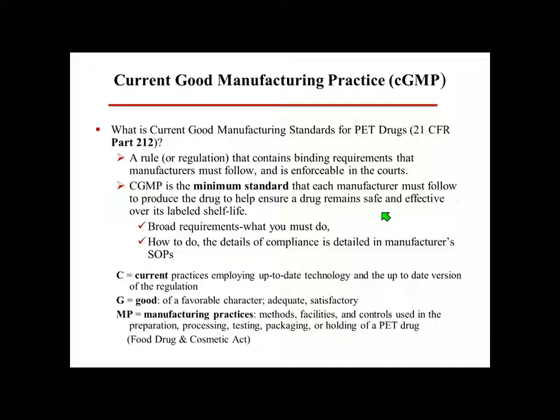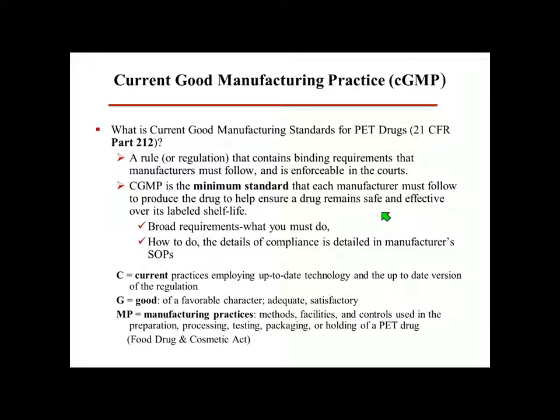So again, what is current good manufacturing practice? This is a term I'm sure you've heard and thrown out. Essentially, it's a rule, a regulation that the manufacturer has to follow, and it is enforceable in the courts. So if we essentially don't follow this, and they come in and inspect us, then we are liable for that regulation. CGMP is a minimum standard, though. You can always do more, and the FDA is happy to have you do more. But the minimum standard is what is written in the rule.